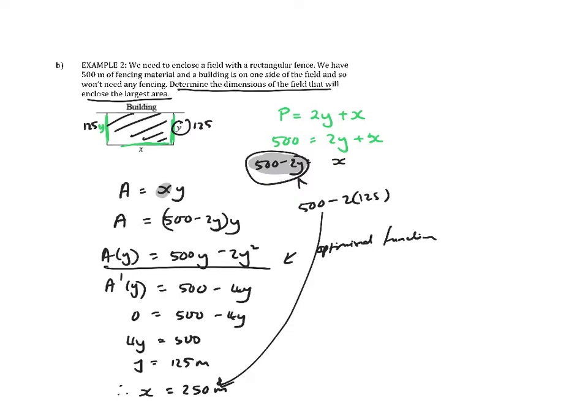Okay, so that's going to do it. Then we determine the dimensions of the field, and that's exactly what we worked out. So x is equal to 250 meters and y is 125 meters.